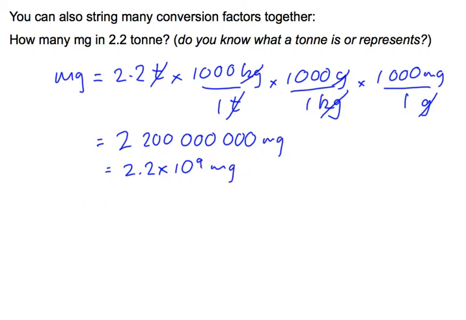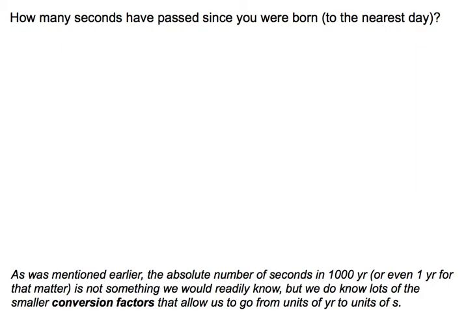Well, the other thing you can do is, as I said, string together conversion factors you already know, but they may require 1 or 2 steps. And this one I'm going to do in 2 steps. You might want to try this one in a minute after you've seen how I go about it, or you can try it on your own. It doesn't really matter. But how many seconds have passed since you were born to the nearest day? So I'm going to do this in 2 steps.